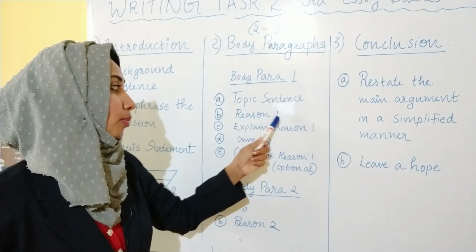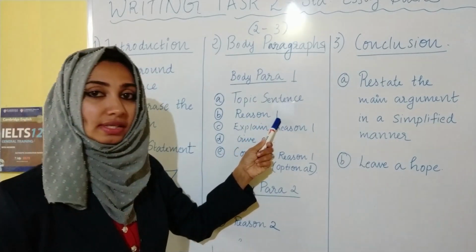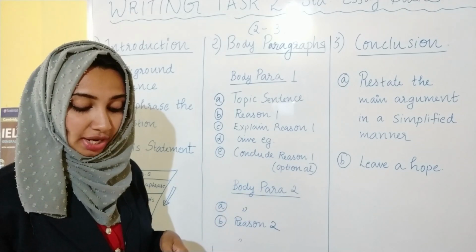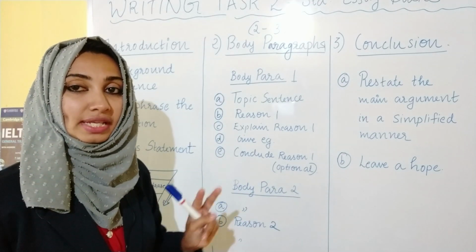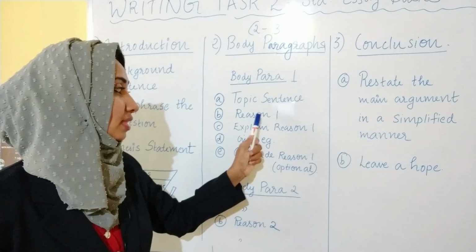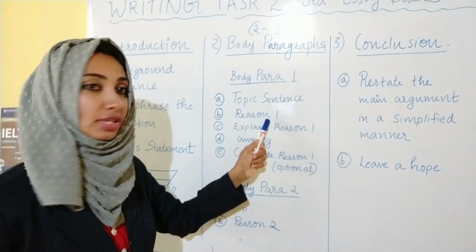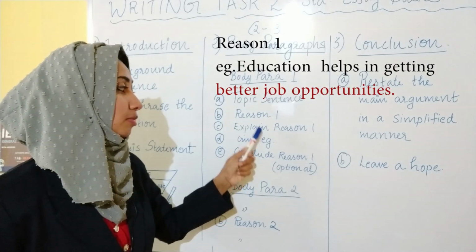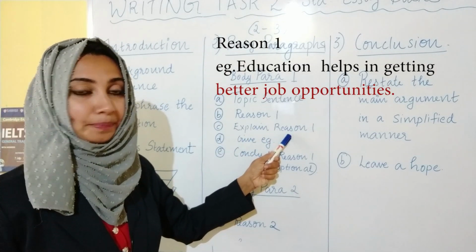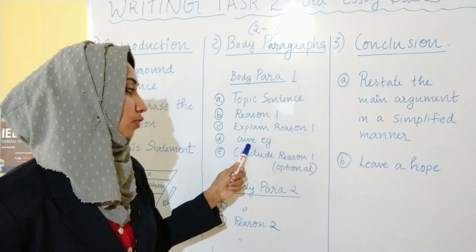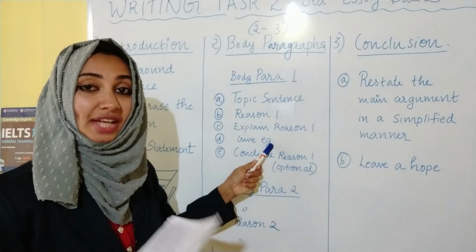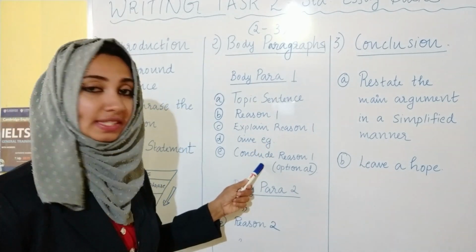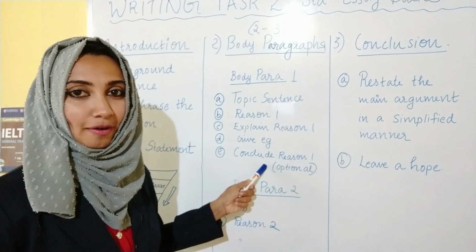Now, the second sentence will be your reason number 1, which means that you're agreeing with this question. So you have 2 reasons for that, and the first reason is written in the first paragraph. In the third sentence, you explain that reason. The fourth sentence will be an example in order to substantiate that reason. And finally, the fifth sentence will be a conclusion to that paragraph.